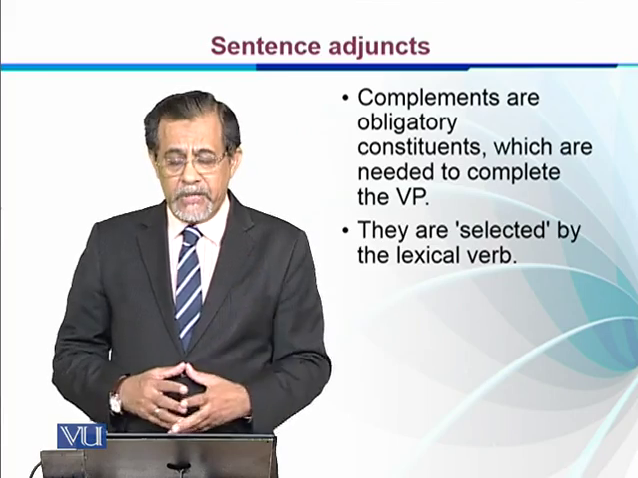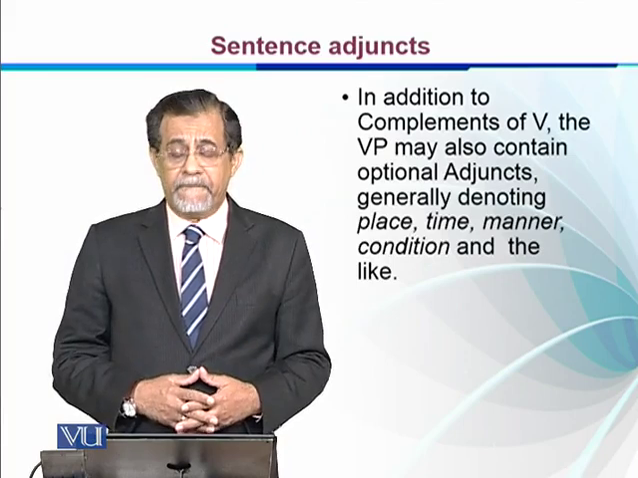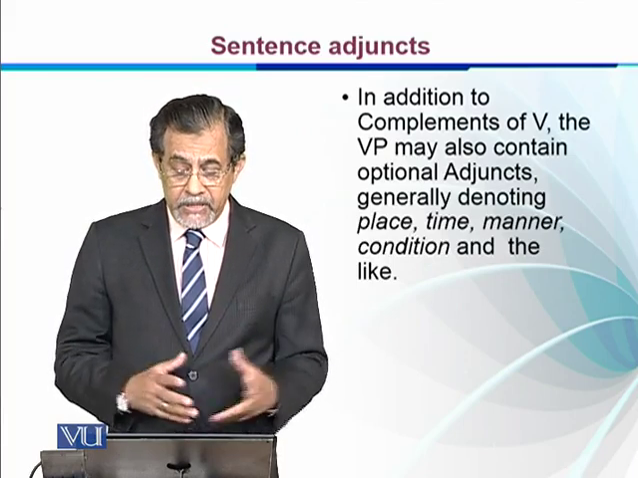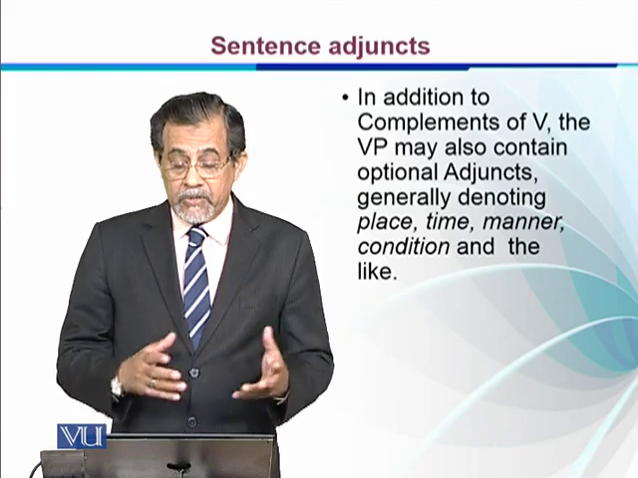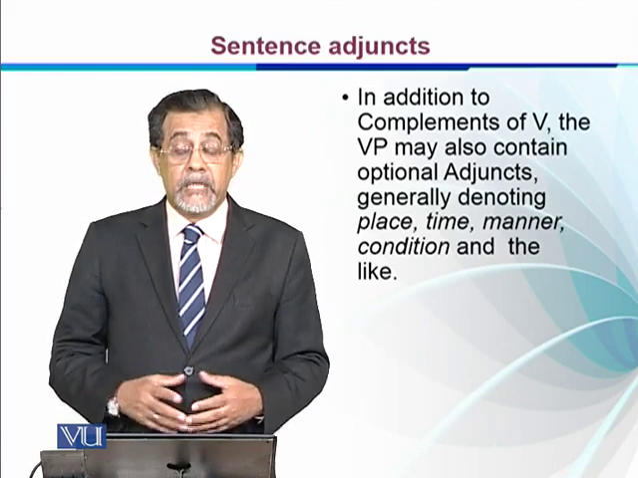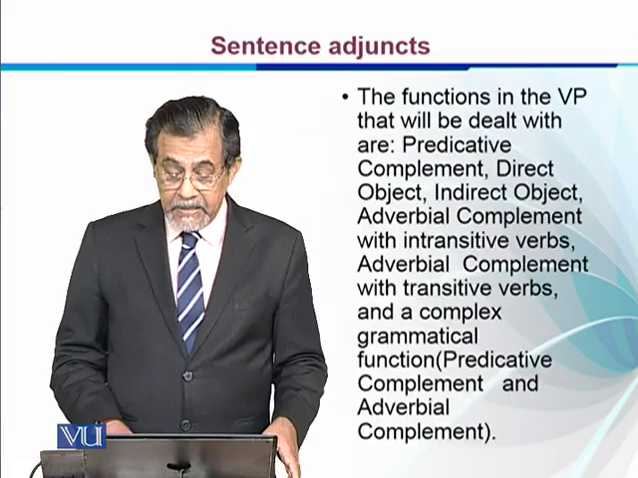or two nouns as two objects, or an adjective phrase or other elements, right? In addition to complements of the verb, the VP may also contain optional adjuncts, generally denoting place, time, manner, condition and the like. So they are also found within a verb phrase.